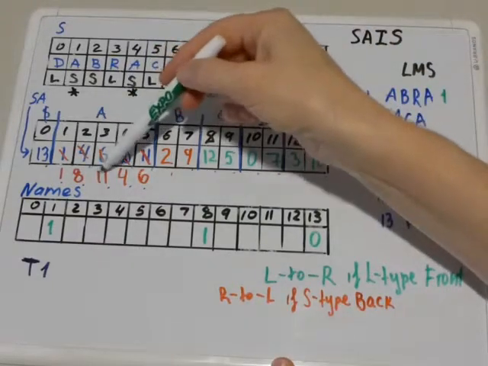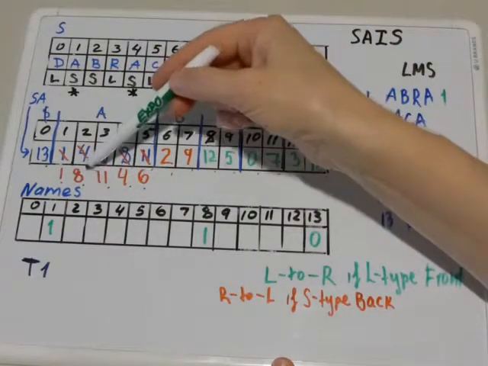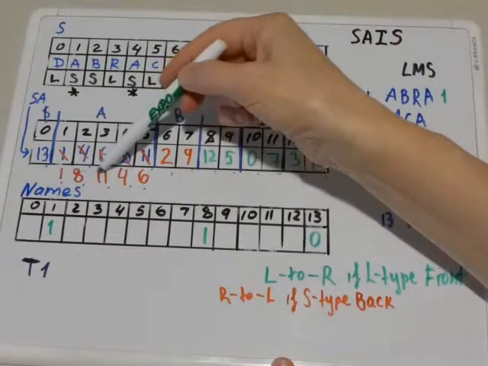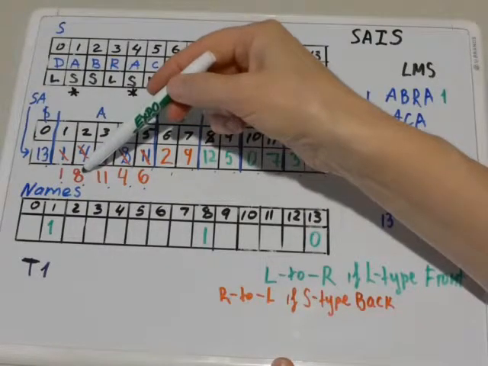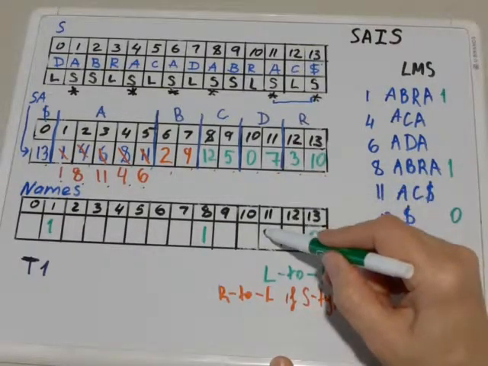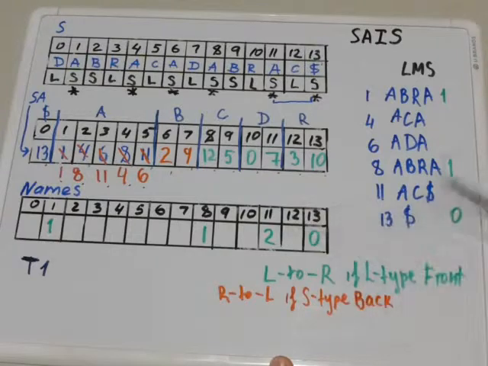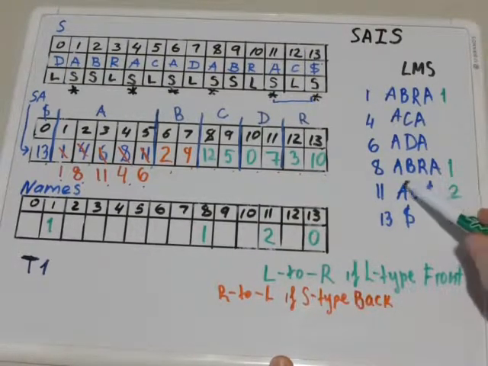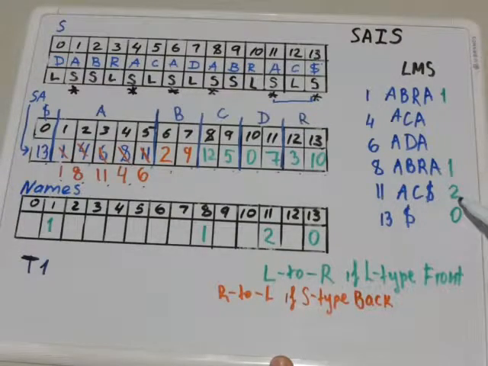Now the next LMS substring is at index 11, and the previous LMS substring just before 11 is 8. We need to compare them. 8 and 11, are they the same? No, they're not the same. So the substring at position 11 will have the next name. Next name is 1 plus 1, which is 2. So we put name 2 at position 11, and I will put 2 right in here. So we can visually see that LMS substring AC $ has name 2.